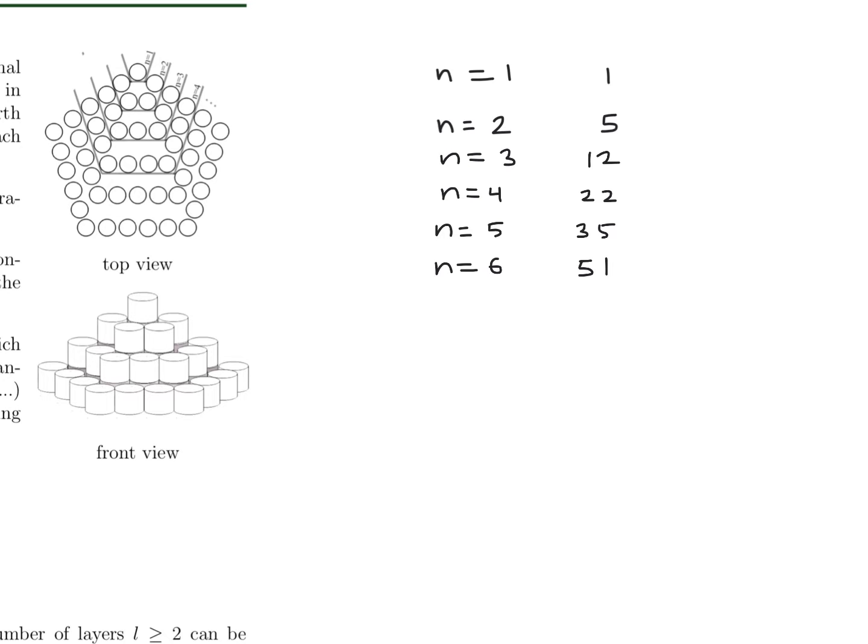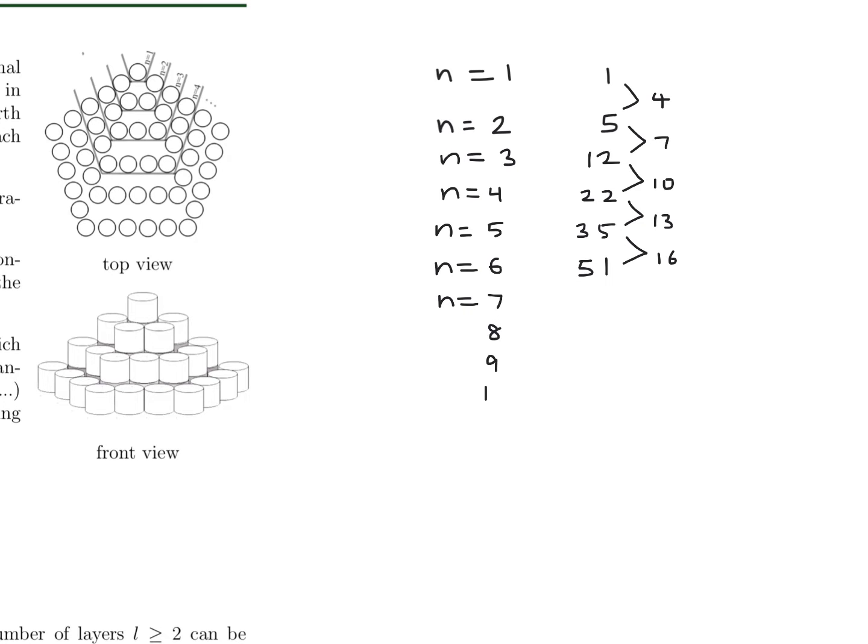You should be able to see at least some sort of pattern. And what I saw is the pattern in the differences. The difference between 1 and 5 is 4. The difference between 5 and 12 is 7. This difference is 10. This difference is 13. This difference is 16. So as you can see, the differences are going up by 3 each time. So you can just keep going like this. It won't take us that long.